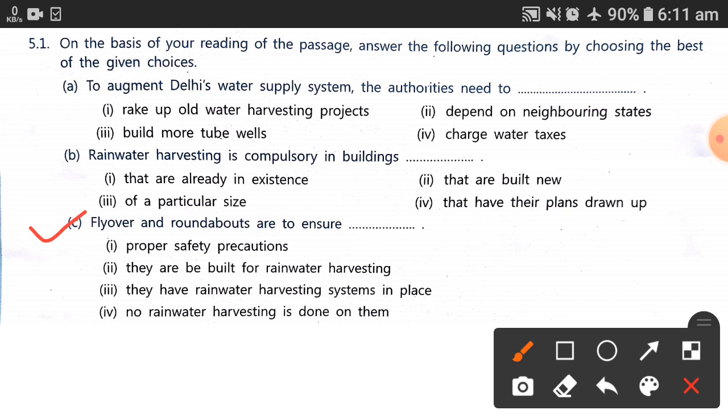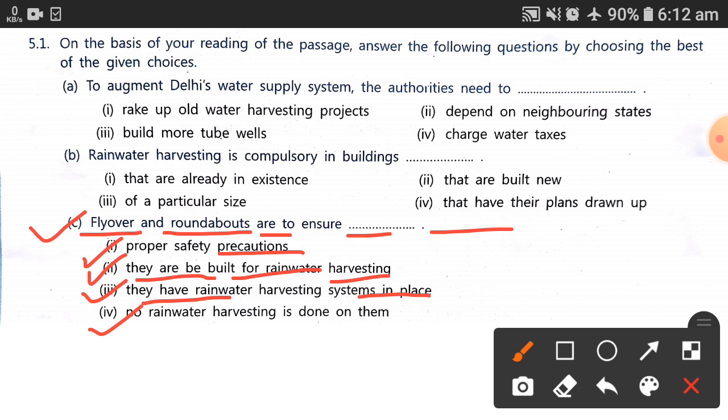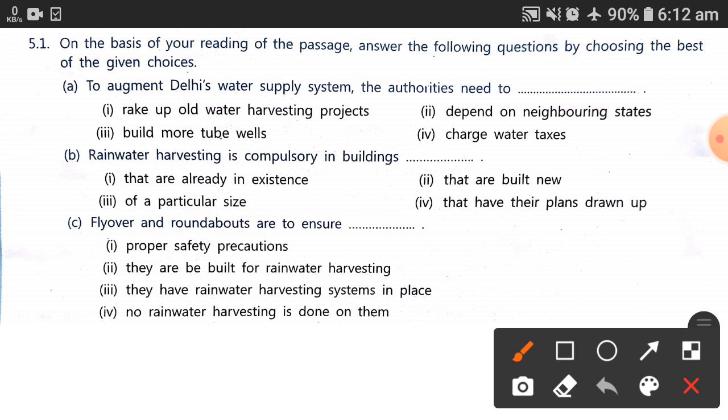Now let you all attempt the next one. This one: flyovers and roundabouts are to ensure, and there is a gap, and you all have to choose the most appropriate option from these four options to fill this gap. Number one, proper safety precautions. Number two, they are built for rainwater harvesting. Number three, they have a rainwater harvesting system in place. And the next one is no rainwater harvesting is done on them. So there are again four options, and you all have to choose the most appropriate option for this gap.